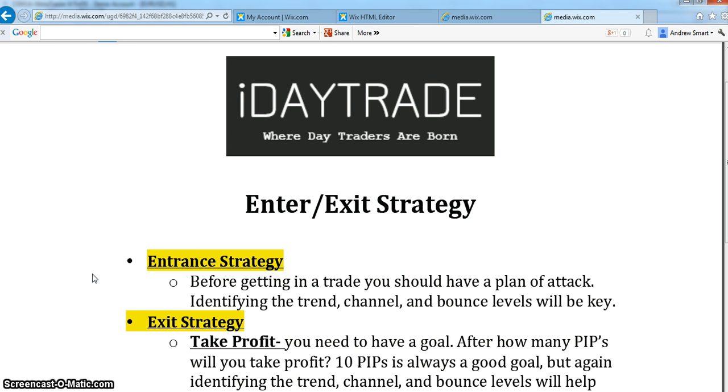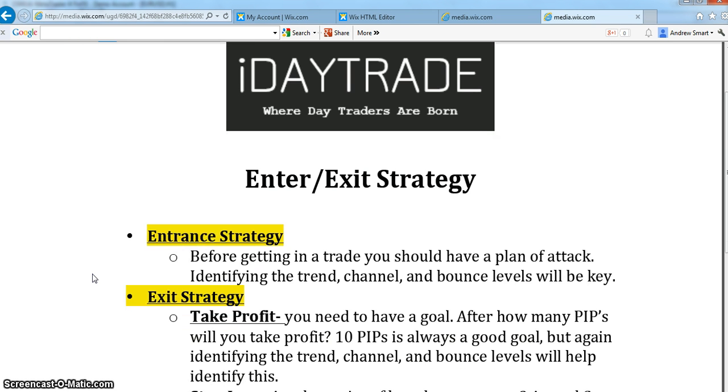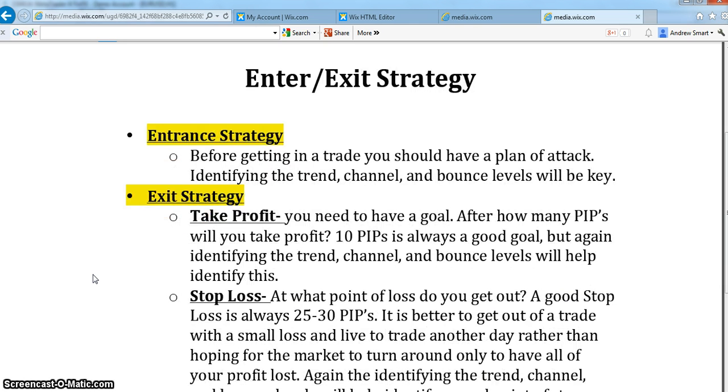Okay, you need to have an exit strategy. Okay, exit strategy, take profit. Okay, you need to have a goal. After how many pips are you going to take profit? 10 is always a good number to shoot for, but again, it's also based off of what the market is doing. Is it approaching a bounce level? Is it approaching a channel and whatnot?